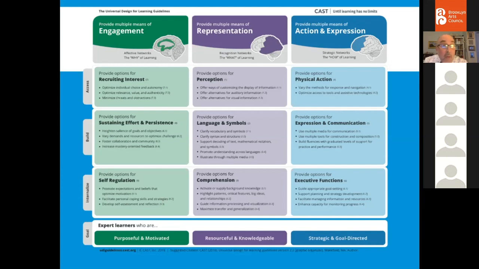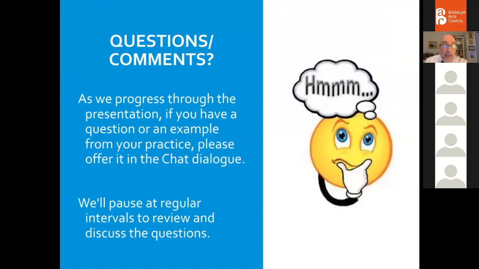So now I'm going to walk you through each one of those very quickly. I'll give you a brief explanation of them, and we'll take a pause after each of these main three principles. If you have questions or comments, please offer them in the chat as we move along. And if you have an example from your own practice that's related to the guideline we're speaking of, I'd love to hear that as well.